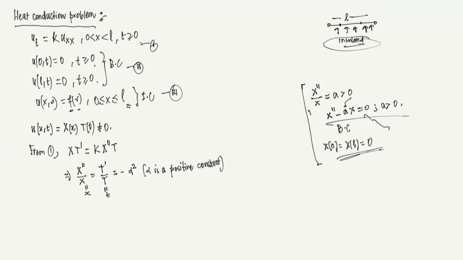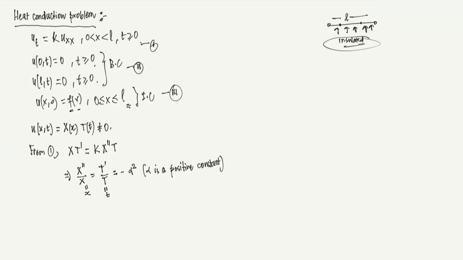Now the issue here is this: with these boundary conditions, x of 0 equals x of L equals 0, that will imply x of x will be identically equal to 0. There is no other solution. Is this fine? So we cannot assume a to be positive in this case. That is why we're assuming it to be minus alpha square, where alpha is a positive constant.